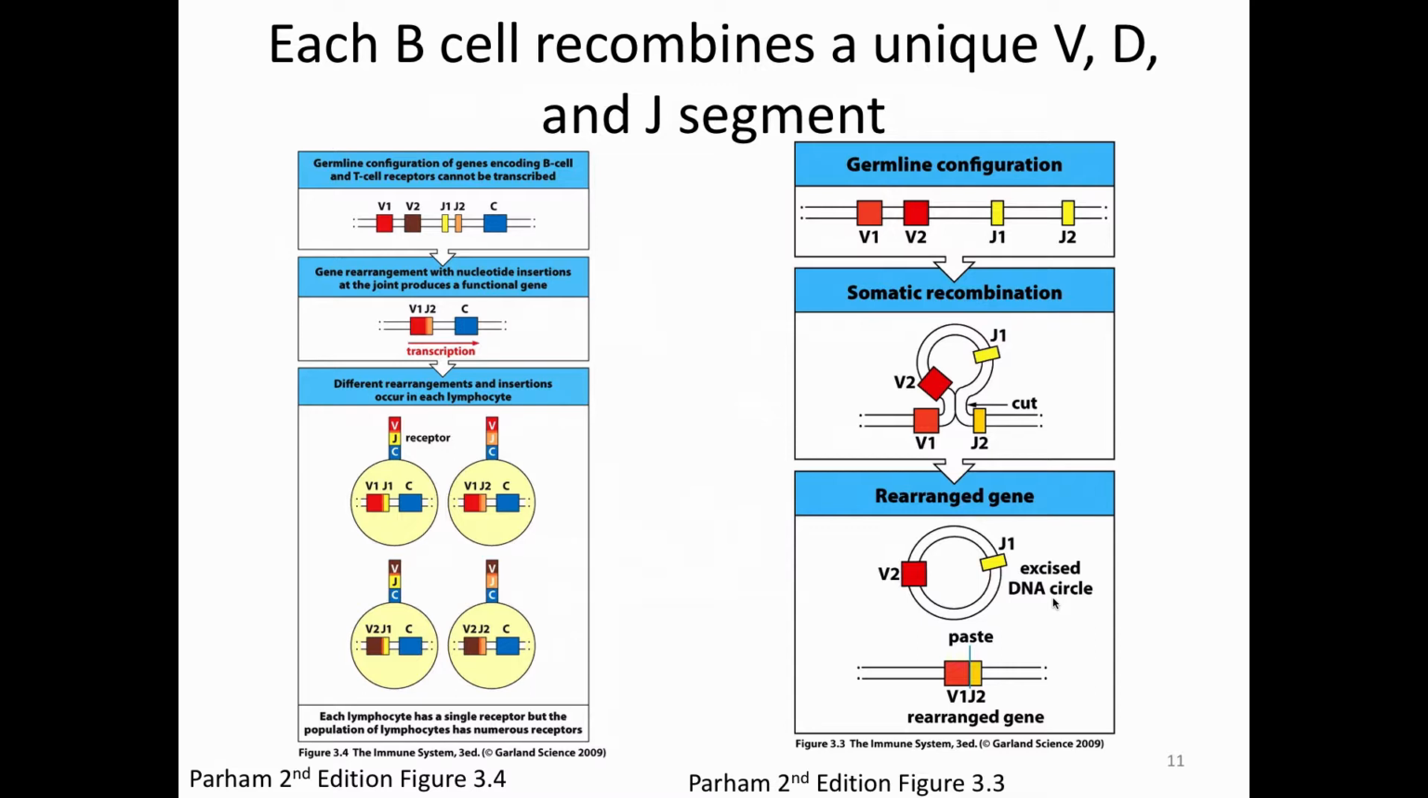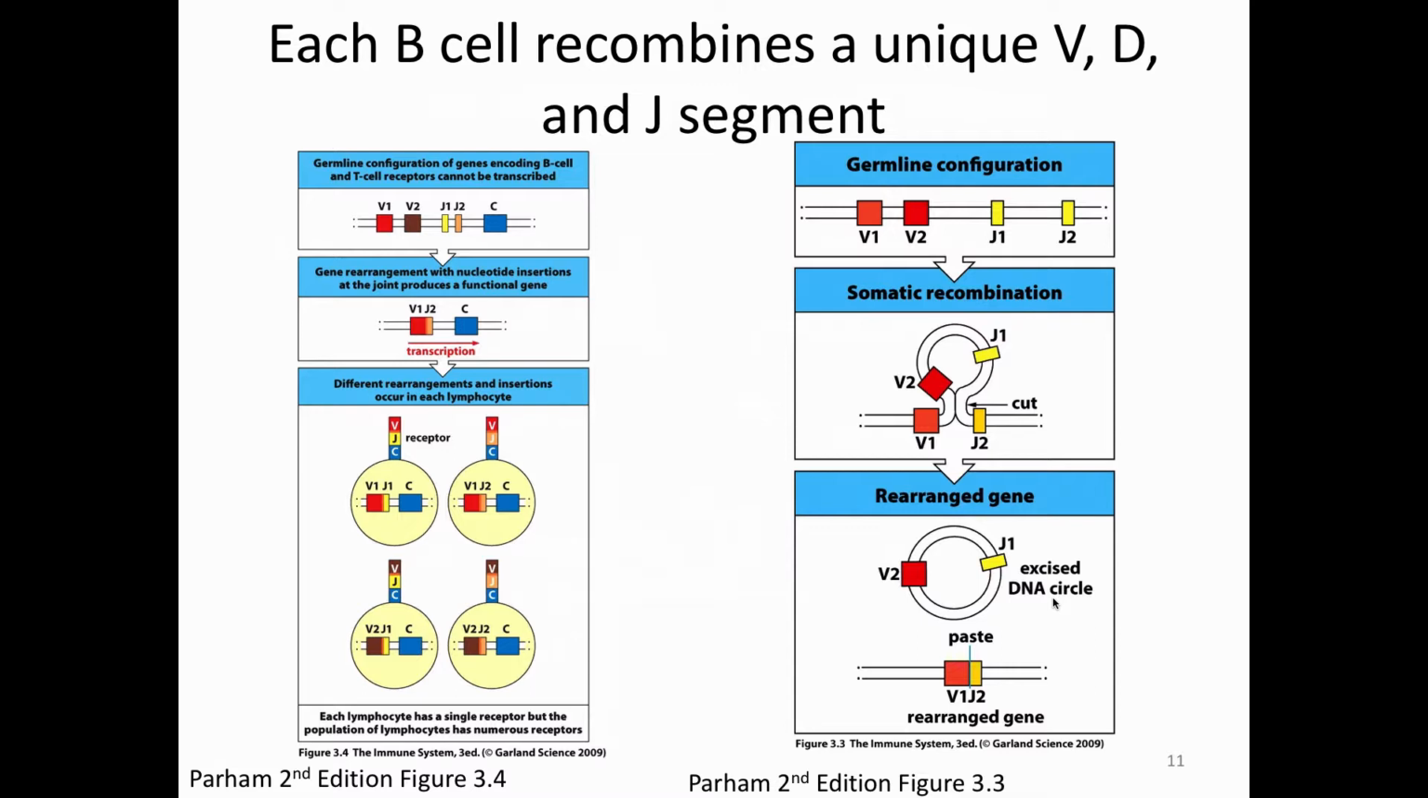Yes, Molly? Is the inclusion of D segments less frequent? And if so, why? I am going to answer that specifically as we go on. So you will see the specifics of what's up with the D segment.